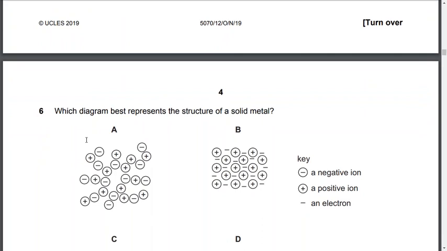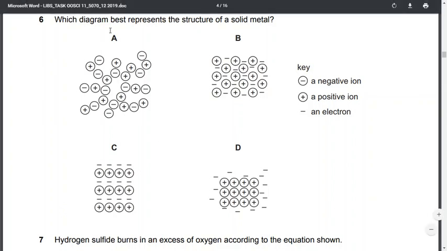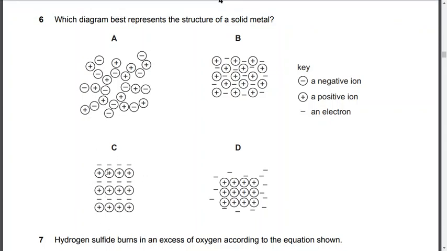Coming to question number 6. Which diagram best represents the structure of a solid metal? It's very clear from the whole diagram. We can see from all of these four that this is one of the easiest questions you will get. So A is not the right answer because they're not randomly scattered like this. Neither can C be the answer because they're not that well arranged.